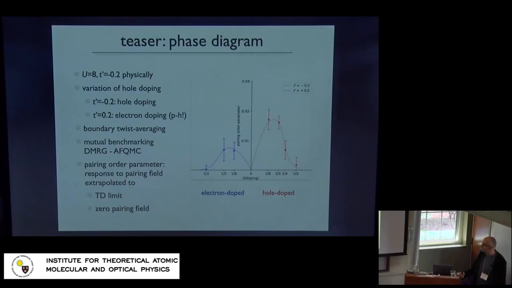In the T prime equals zero case, we checked that, and there they could coexist to some extent. When I say to some extent, I mean there was no D wave order. That was the entire point of the paper. But if you apply an external pairing field, there is of course a finite response, and that response went down when the stripes became, how should I say, stronger. In that sense, it was a competition.